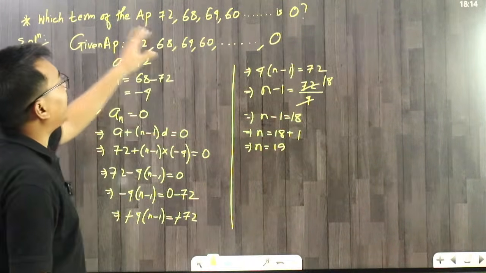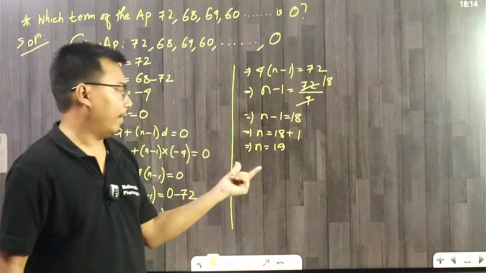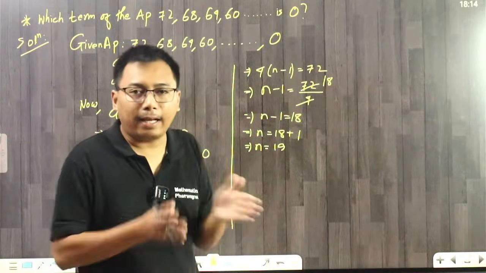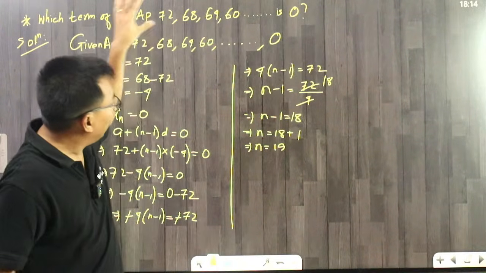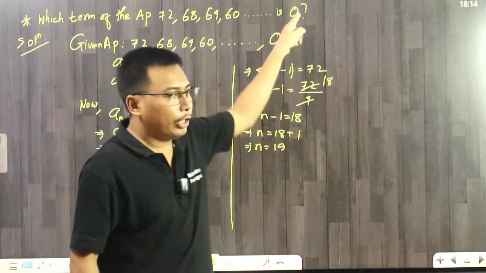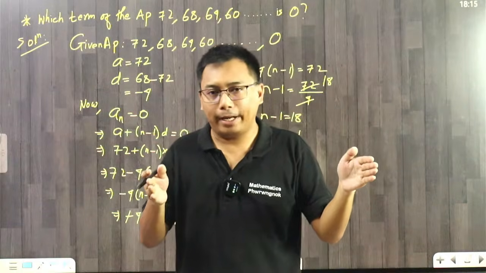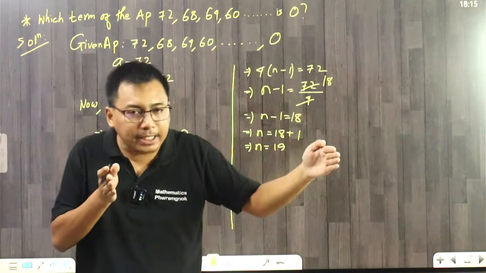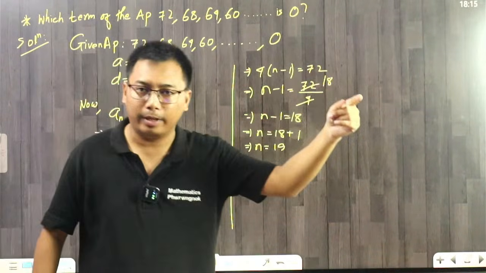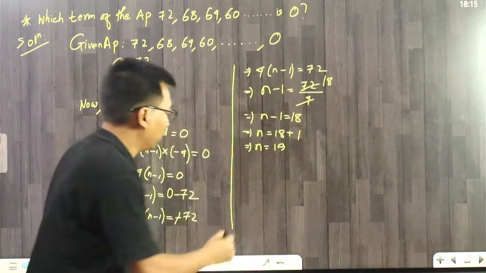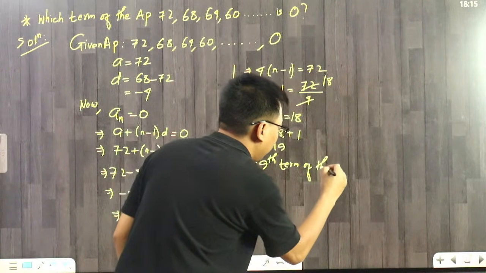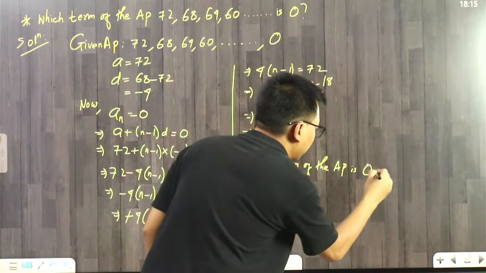So which term of the AP is 0? See, n equal to 19. What does 19 mean? It means that in this particular AP, we have 19 terms. From 72 up to 0, we have 19 terms here. So if we have 19 terms and 0 is our last term, obviously 0 will be the 19th term, right? Clear? So therefore the 19th term of the AP is 0.